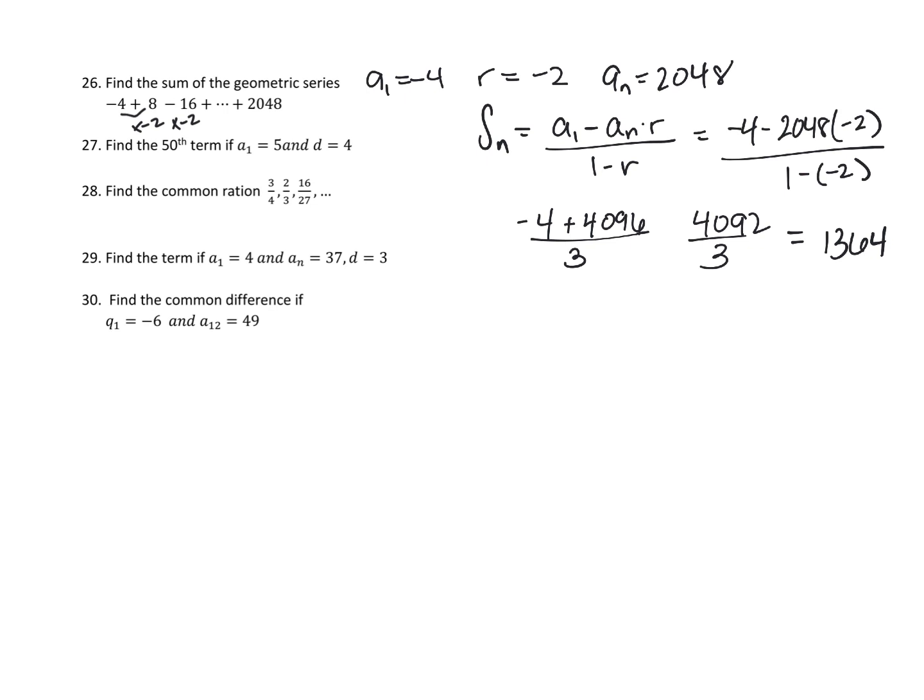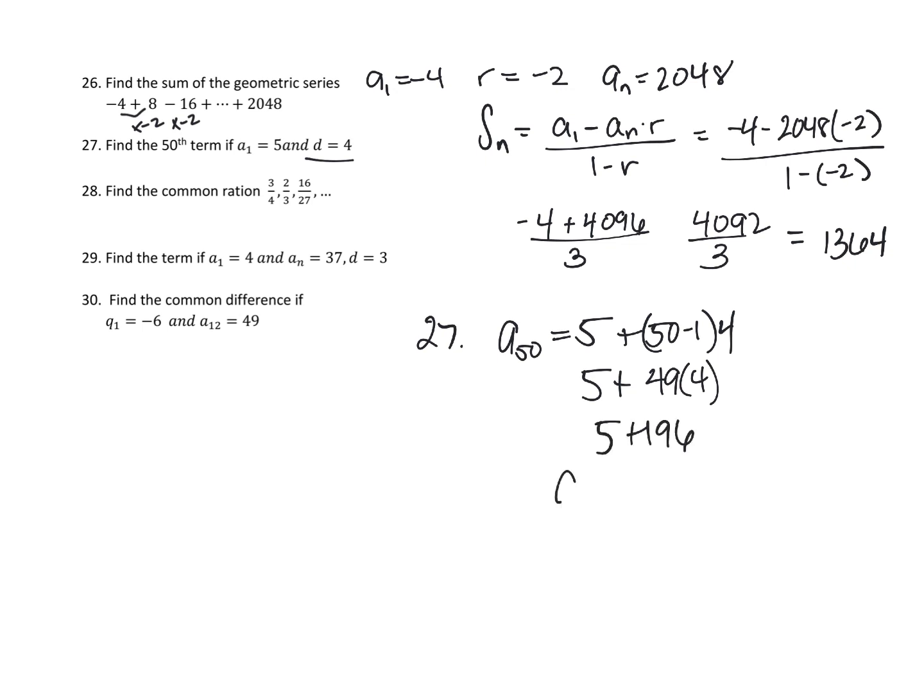Number 27, find the 50th term. If A1 is 5 and D is 4, again, D is arithmetic. So we have A50 equals 5, your A1, plus N minus 1, N is 50, times D, which is 4. So 5 plus 49 times 4 is 196. And so A50 is 201.